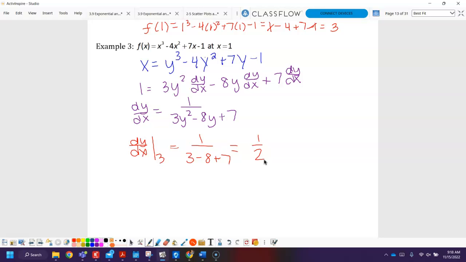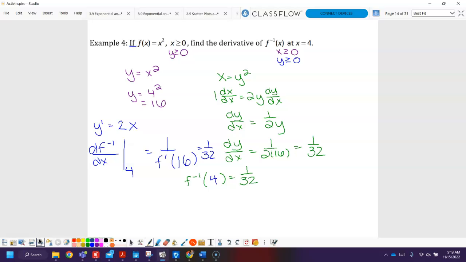Good? So what's nice about the implicits is if you know x, you don't really have to find y. If you know y, then you have to find x. But if you're given x, then that's what you're plugging in.